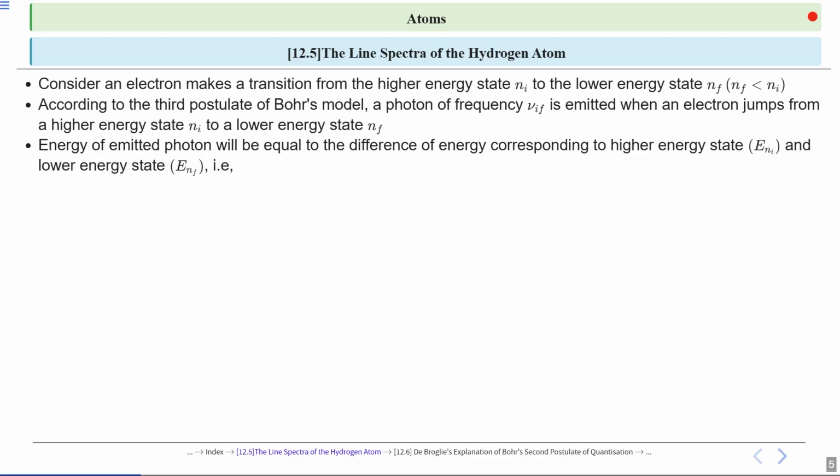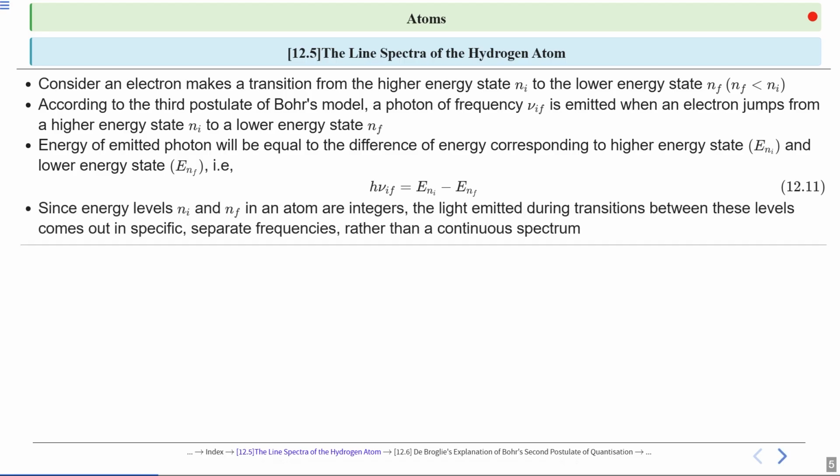Let's look at the energy involved. The energy of the emitted photon is exactly equal to the difference in energy between the two states, the higher energy E Ni and the lower energy E Nf. This means the atom loses energy as the electron drops down. Here is the key formula: h nu if is equal to E Ni minus E Nf. In this equation, h is Planck's constant measured in joule seconds, nu if is the frequency of the emitted photon in hertz, and E Ni and E Nf are the energies of the initial and final states in joules.